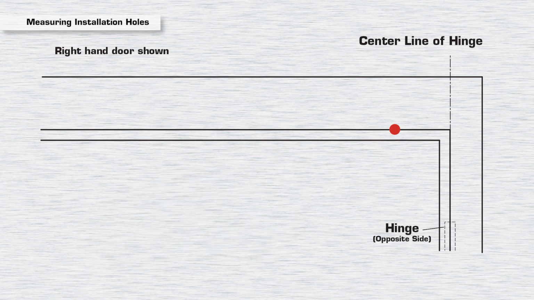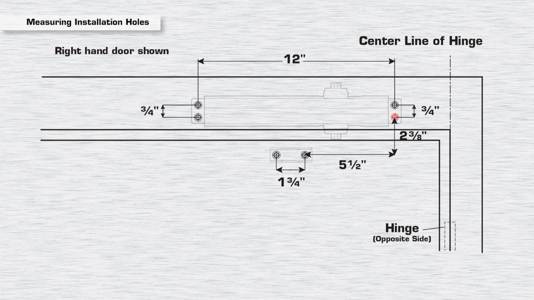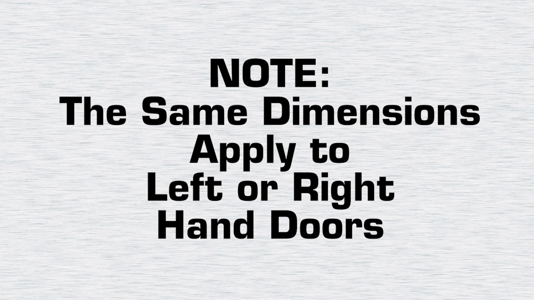Then, using that mark as a guide, from the bottom of the door jamb, measure 5/8 inch up to mark your first hole. Use the following dimensions to measure for the remaining hole locations. Note, the same dimensions apply to left or right hand doors.